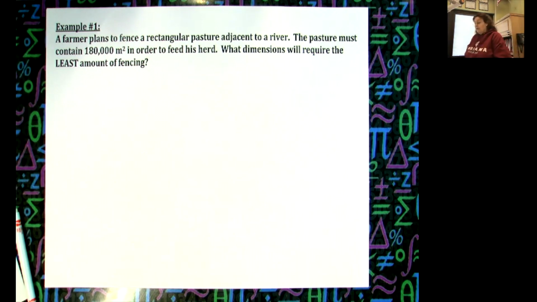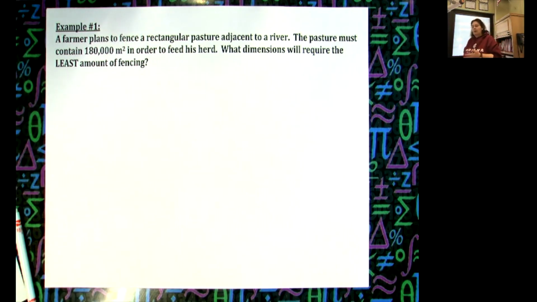Now if I'm wanting to find the dimensions that require the least amount of fencing, this is going to be a minimum problem. I want to minimize. Stop and think about this: if I was buying fencing, I don't want to buy tons and tons of fencing and have way too much pasture that I really don't need for my herd. You'd be wasting money on your fencing, and giving up land that you might be able to use for something else. So we want to minimize the amount of fencing to make that pasture the most optimal that it could be for the given herd. That's the whole point of an optimization problem.